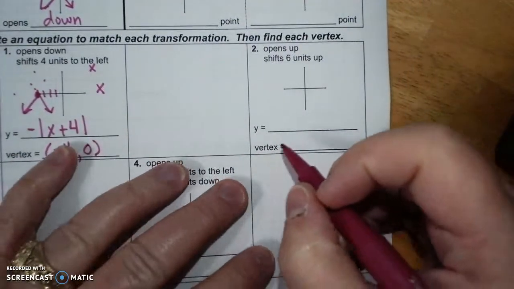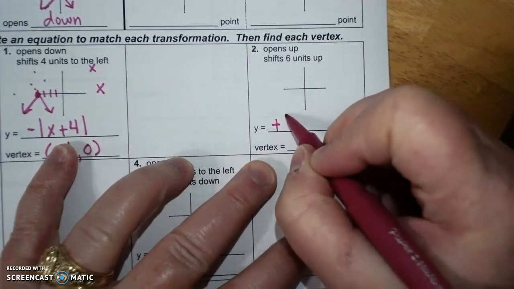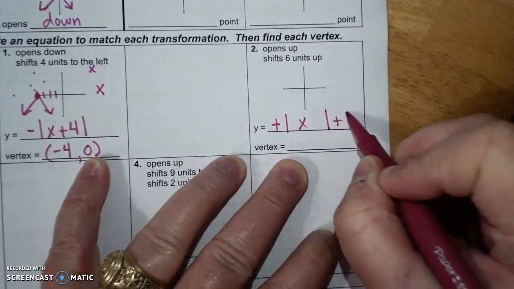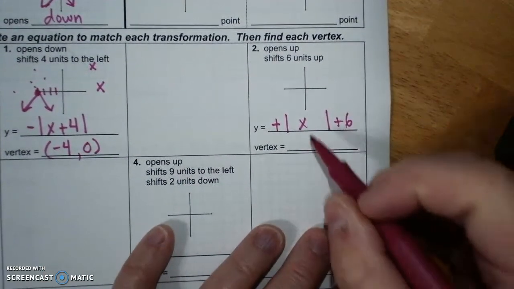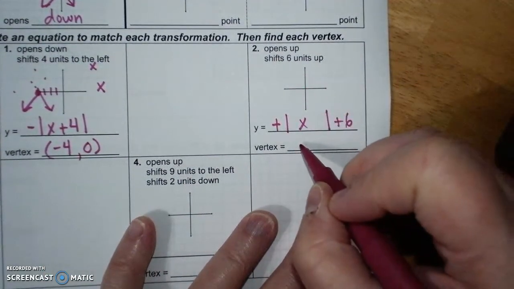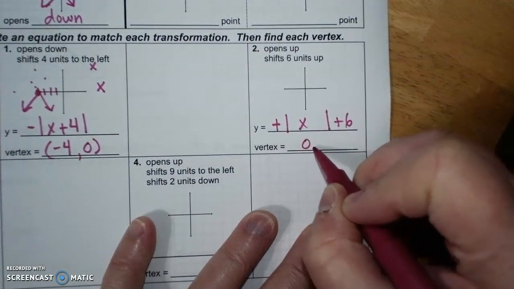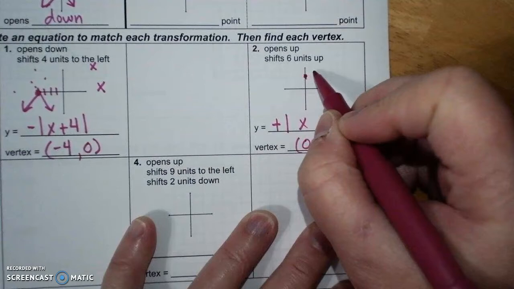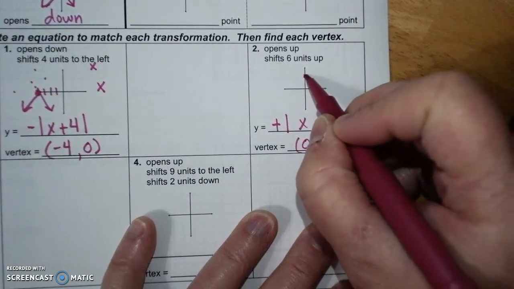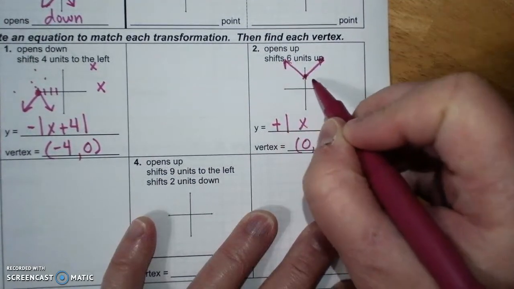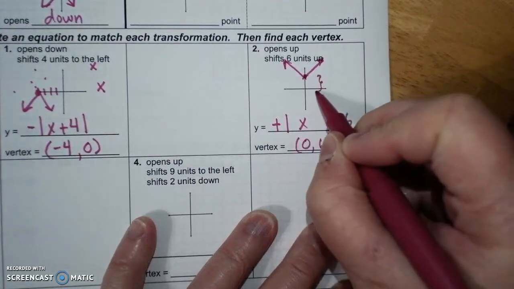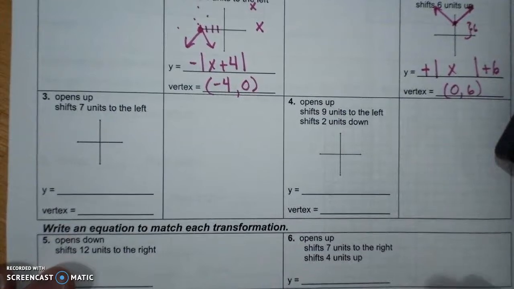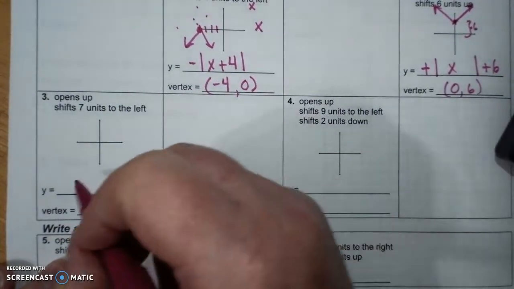Okay, opens up, positive. I don't need that positive, but I'm going to put it up. If it's positive, it's got a vertex. There's nothing next to the x. There's the 6, and it opens up. This is 6 units up here, and this is 6 units up. Opens up.